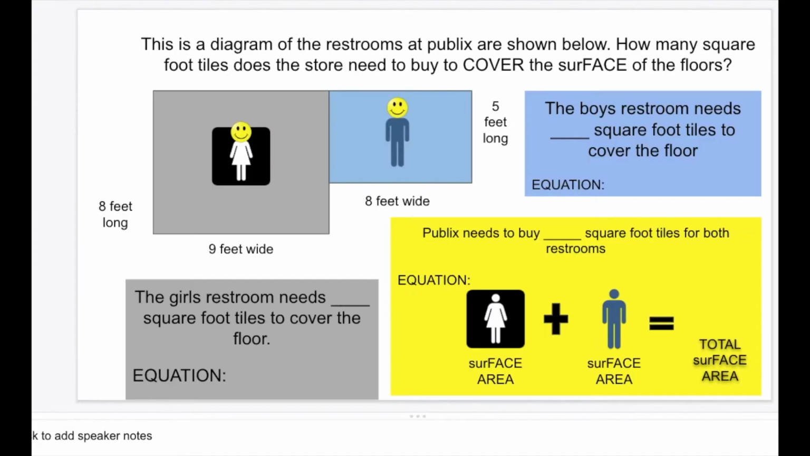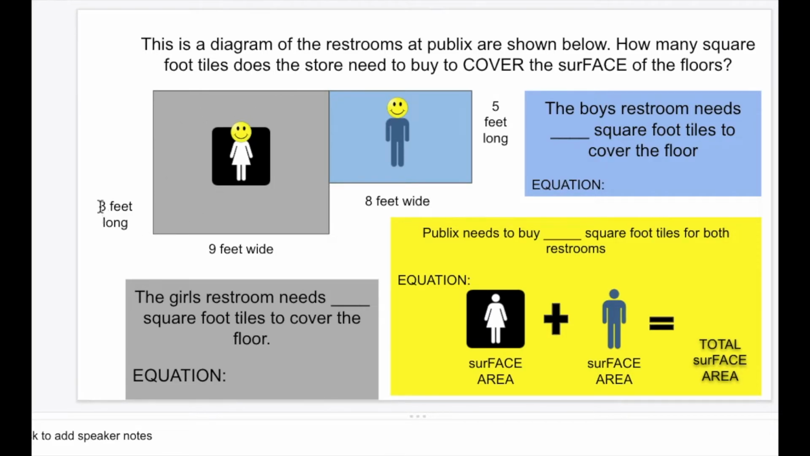And the third one that we worked on in class together today. It's again, the focus of the standard is real world problems. So I did a pretend diagram of the restrooms at Publix. How many square foot tiles does the store need to buy to cover the surface of the floors? Again, this is the face of a rectangular shape. And now the difference with this one is that it does not have the grids or the squares inside them to show the square foot tiles.